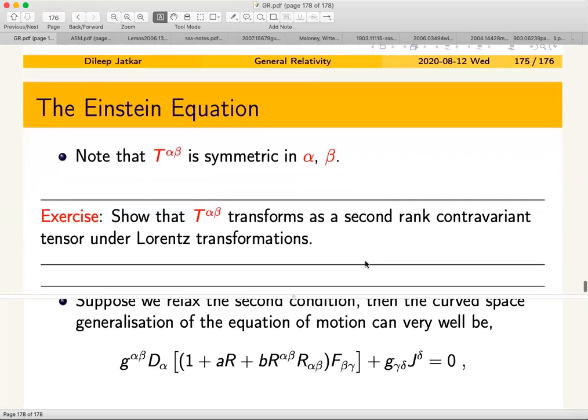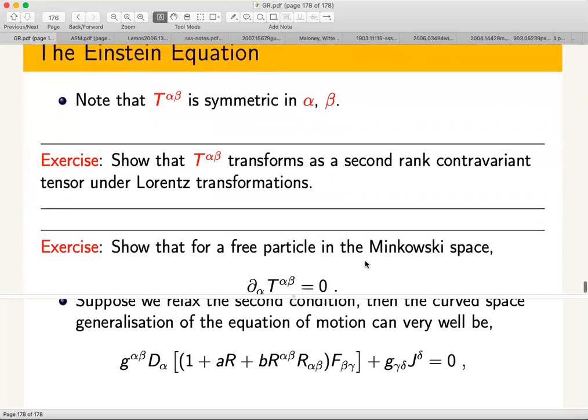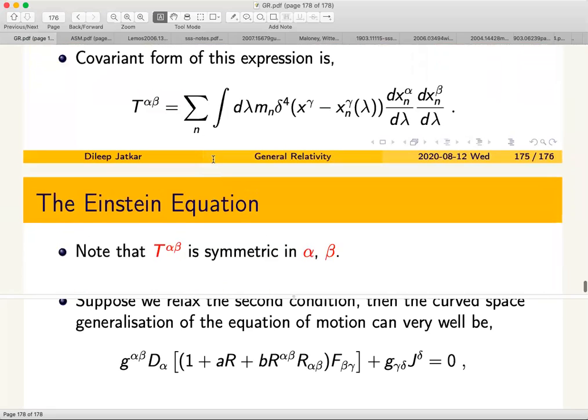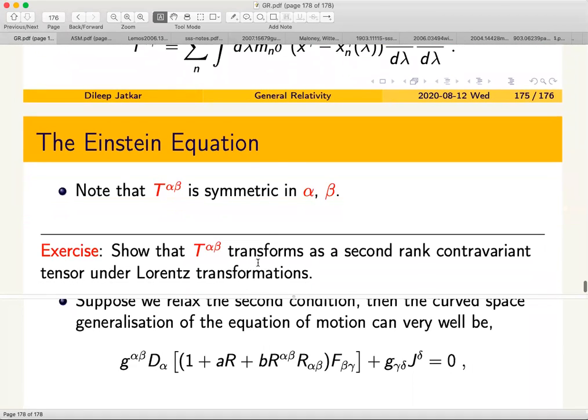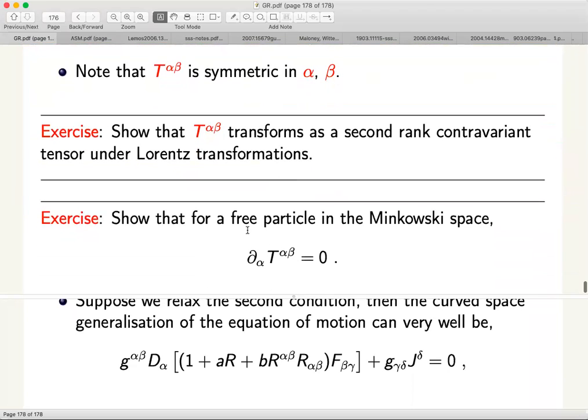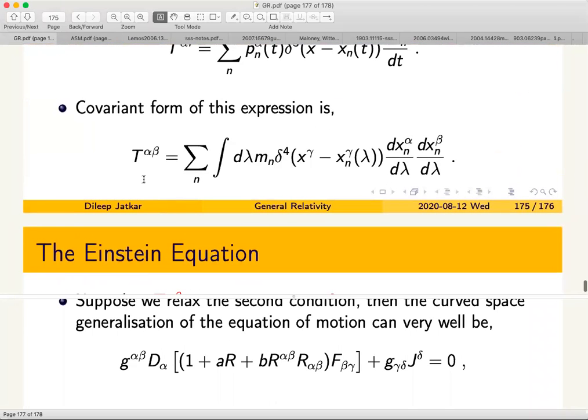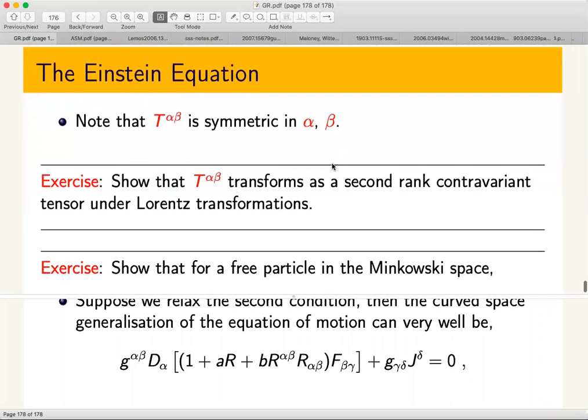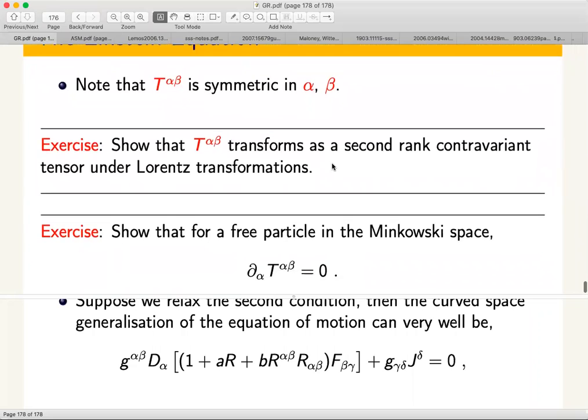Okay, fine. So here are a couple of exercises. One is that you check that the T alpha beta that we have written down here transforms like a second rank contravariant tensor under general coordinate transformations. And the second is that you can show that if you choose the free particle energy momentum tensor, then this energy momentum tensor is conserved. That means del_alpha of T^(alpha beta) in Minkowski space is equal to 0.